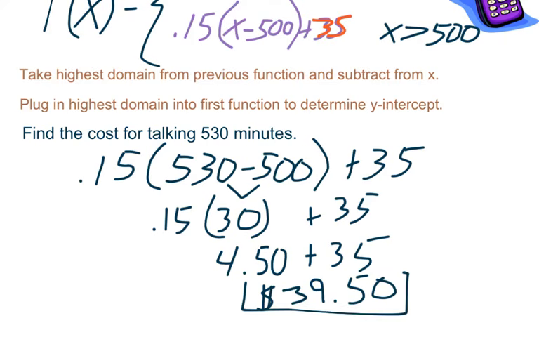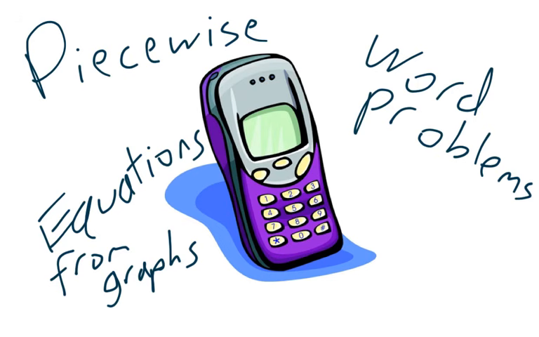So always plug it into your actual function to make sure that it makes sense. So just think you went 30 minutes over and just multiply that by 15 cents a minute, and add that to your base rate of 35. So now we can write equations from graphs, and we can solve some word problems.